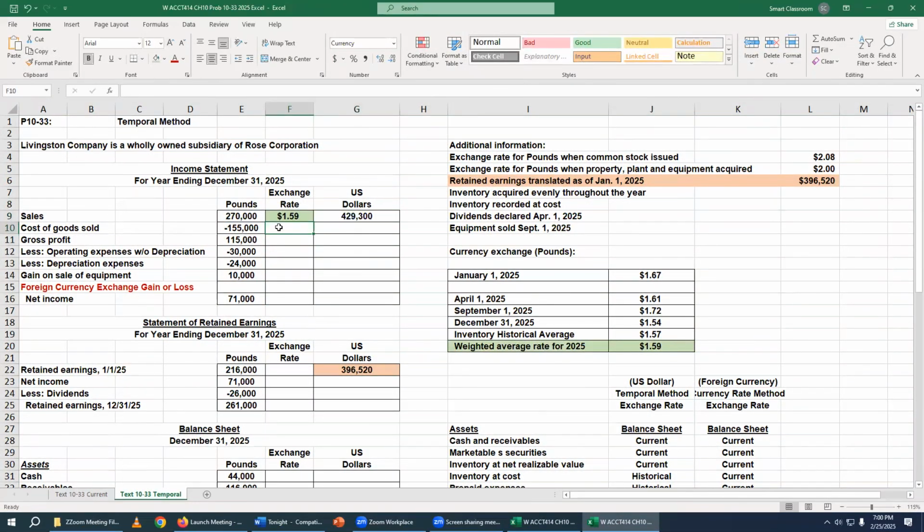Okay, so that will go in at the weighted average. Cost of goods sold will go in at inventory historical average. So they're using historical ones, but they're doing average.